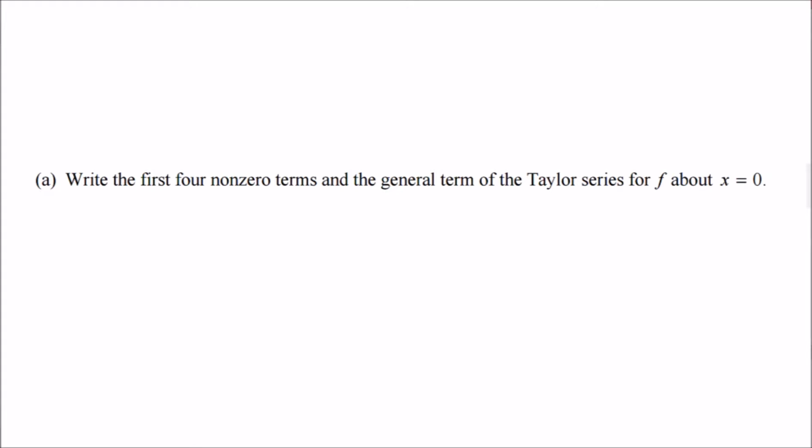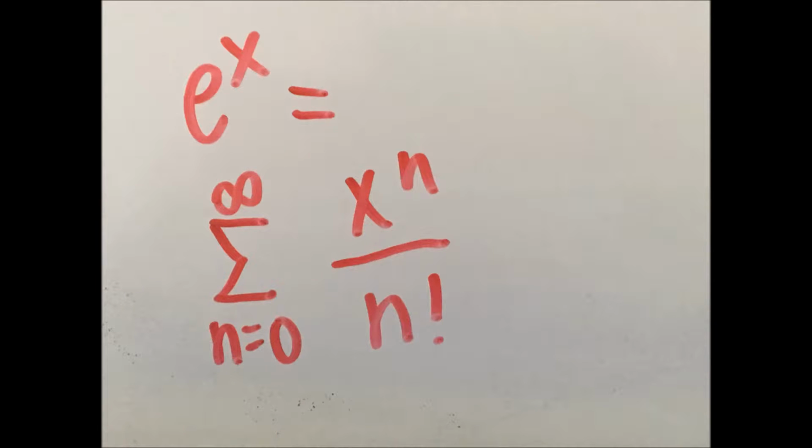Part A. Write the first 4 non-zero terms and the general term of the Taylor series for f about x equals 0. Since the problem gives us what f is, we can find the general term of f using a power series representation of a function similar to f. Then we can figure out the first 4 non-zero terms based on our general term.